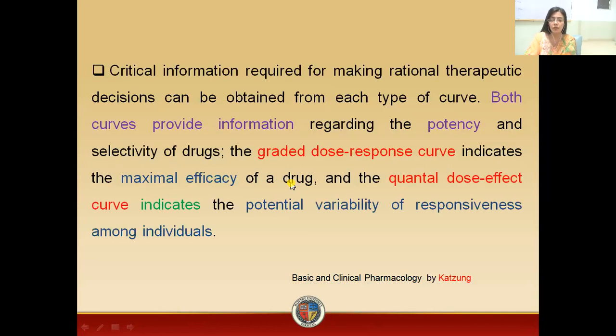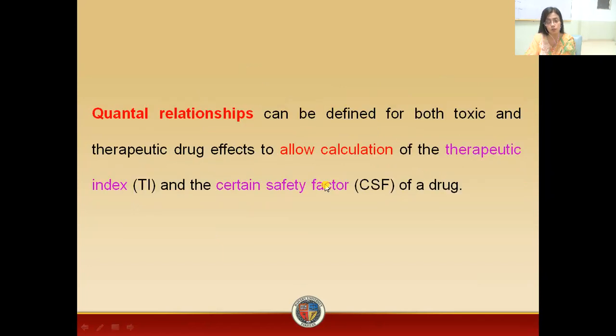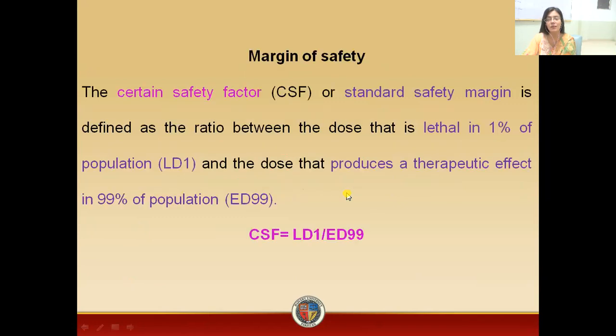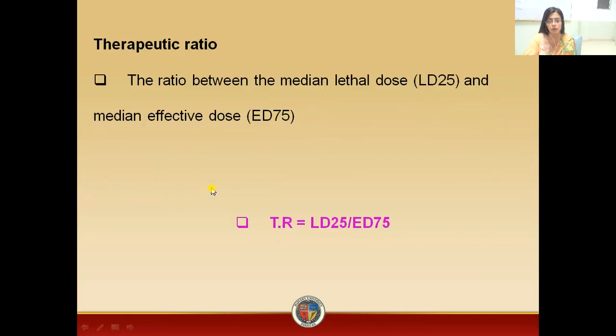Now, in both cases, we can get an estimate of the potencies, and we can get an estimate of the drug safety, particularly in the quantal dose response relationships. Another feature which we can extract from the quantal dose response relationship is the certain safety factor or standard safety margin. So, what is the margin of safety? It is the ratio of the LD1 to the ED99. So it is the ratio of the dose that is lethal in 1% of the population to the dose that produces a therapeutic effect in 99% of the population.